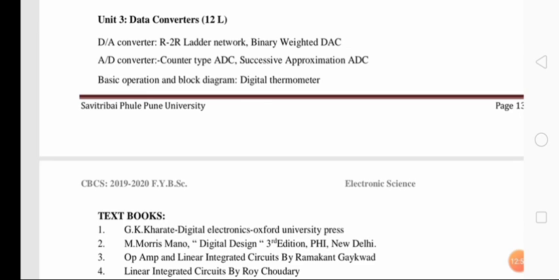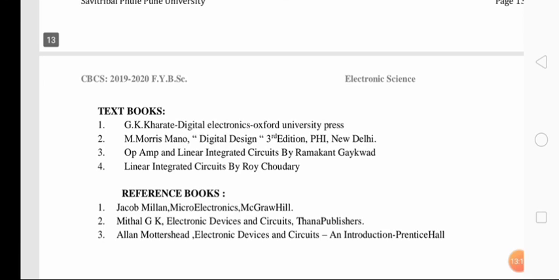After processing that digital signal, it is given to the real world, which is in analog form only. So in that case you require a digital to analog converter. These types of data converters, digital to analog or analog to digital, I am going to explain in unit 3. So this is all about the syllabus for paper 1 and paper 2.